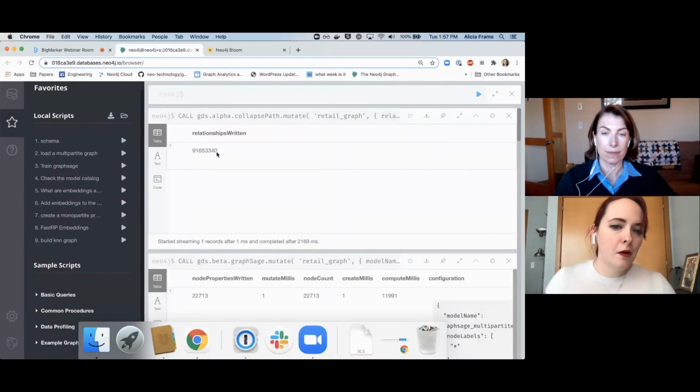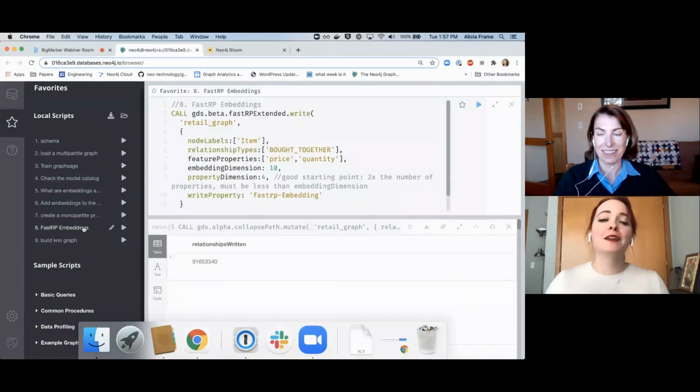And what you can see now is I've created just about 90 million in-memory relationships between those item to item nodes. And you might be like, oh dear, this is going to set her laptop on fire. The good news is that FastRP handles big graphs really well. So I'm going to tell it I want to run on the retail graph, just on the items, and I'm going to use this new bought together relationship I loaded into memory. And this is FastRP extended.